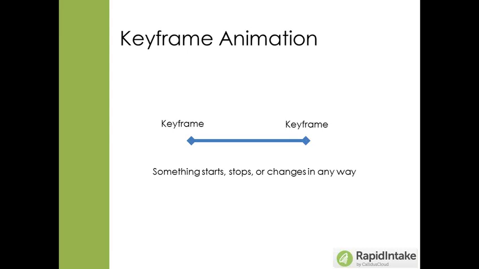You must have two keyframes. Something starts, something stops, something changes, and another keyframe where something starts, something stops, or something changes on the other side, and that will make sense in just a moment. Are there any questions before I get started in Sencha this morning? And for some of you, it's afternoon.